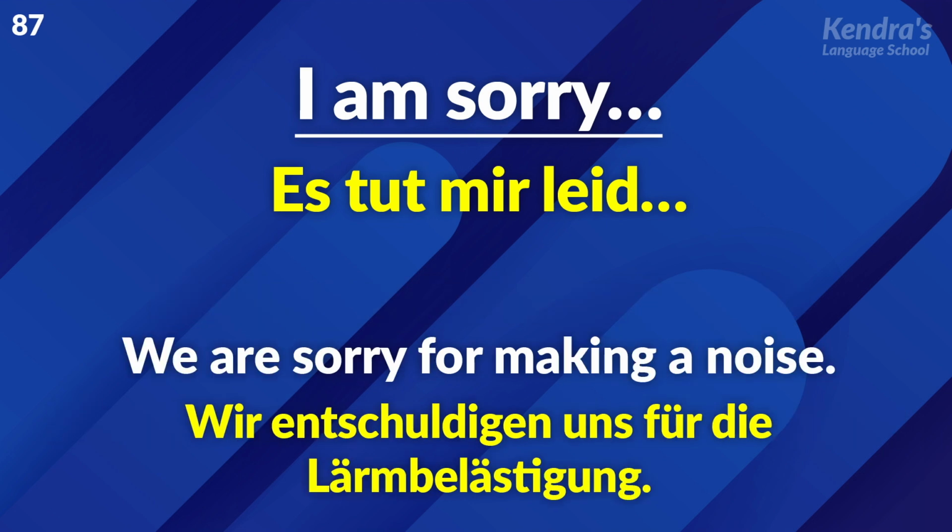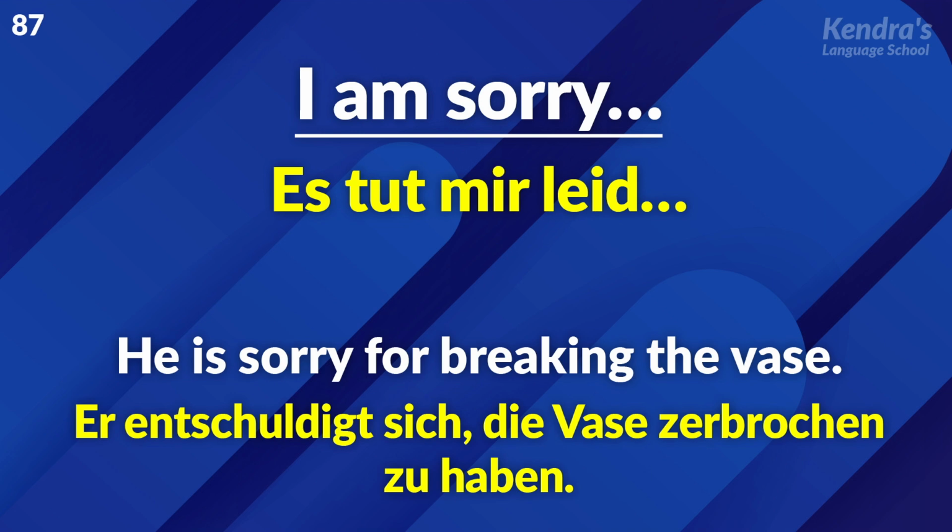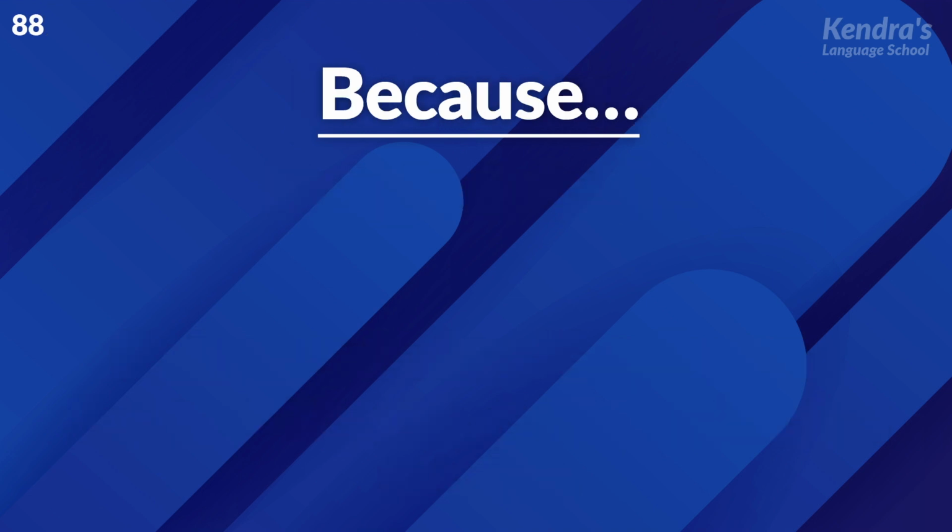Wir entschuldigen uns für die Lärmbelästigung. We are sorry for making a noise. Er entschuldigt sich, die Vase zerbrochen zu haben. He is sorry for breaking the vase. Because. Weil. Wird verwendet, um einen Grund oder eine Erklärung zu geben.